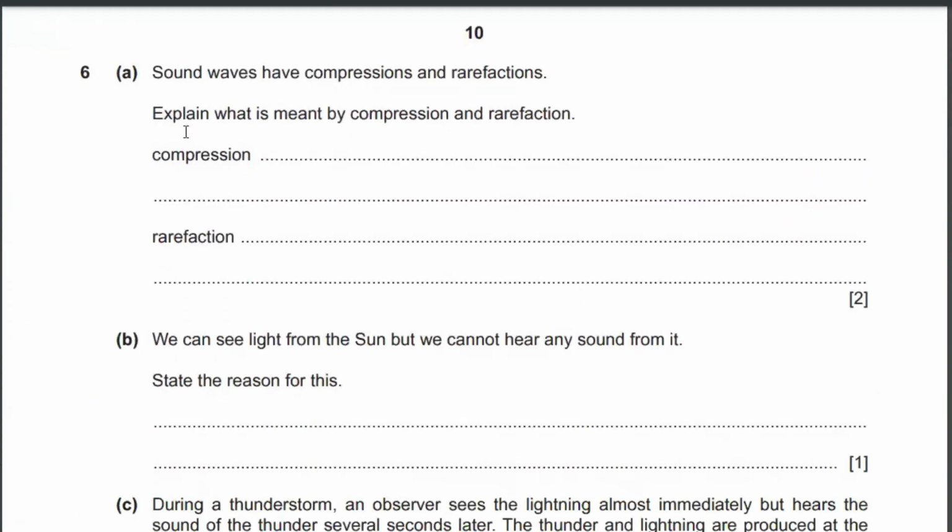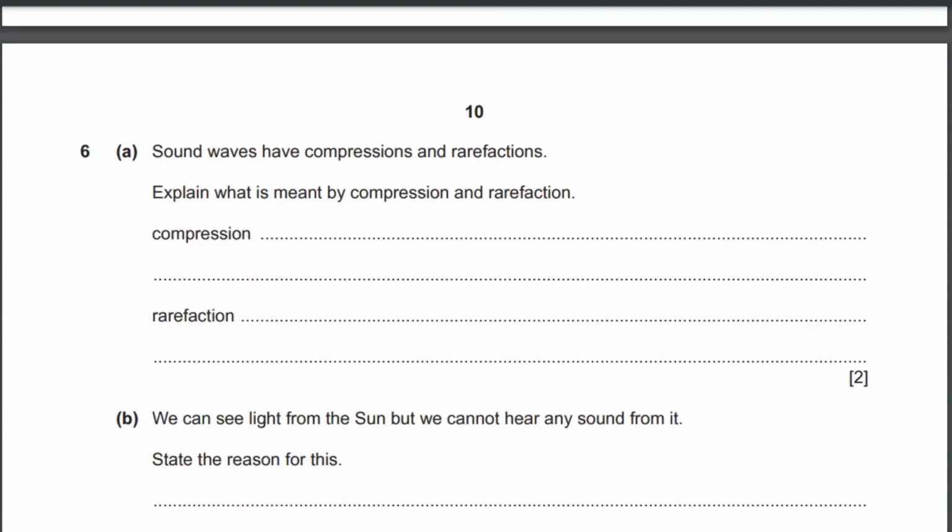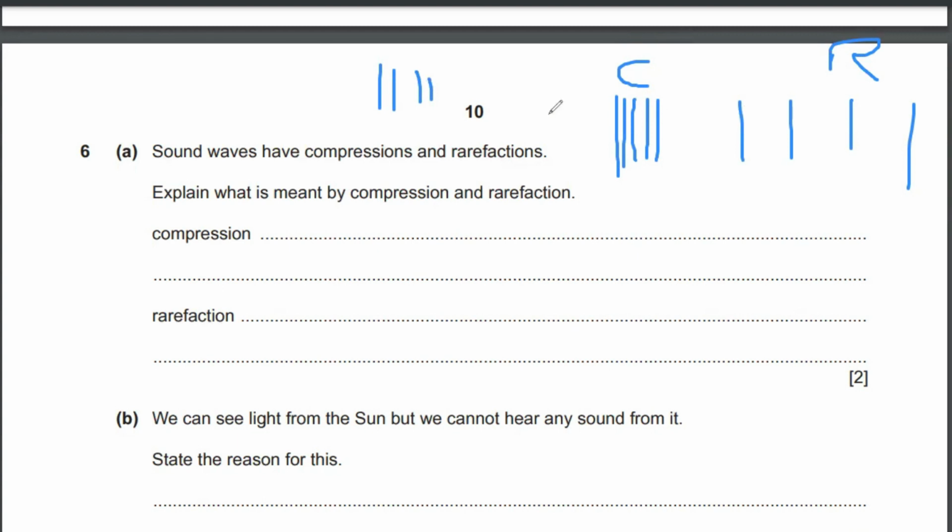Now the next question is the sixth one. Sound waves have compressions and rarefactions. Explain what is meant by compression and rarefaction. So compressions are regions in space, let's say in air, where particles of air are much closer to each other, and rarefactions are regions in space where particles are much farther apart from each other. So let's say normally the particles are this close to each other. When they are much closer, that's when compression happens. When they are much farther apart from each other, that's when rarefaction happens.